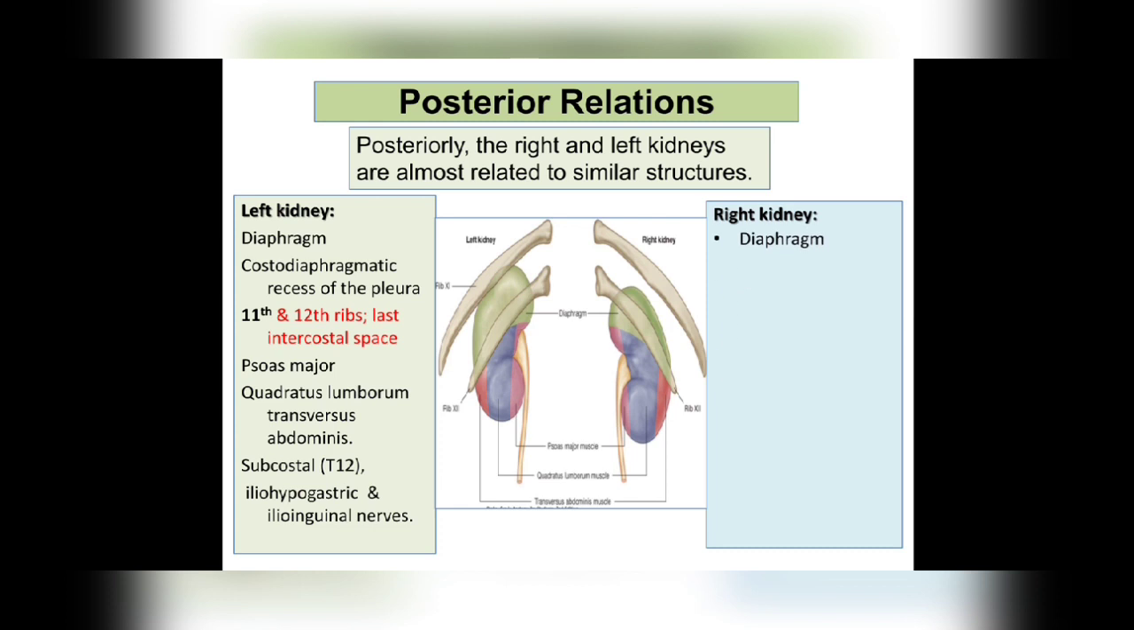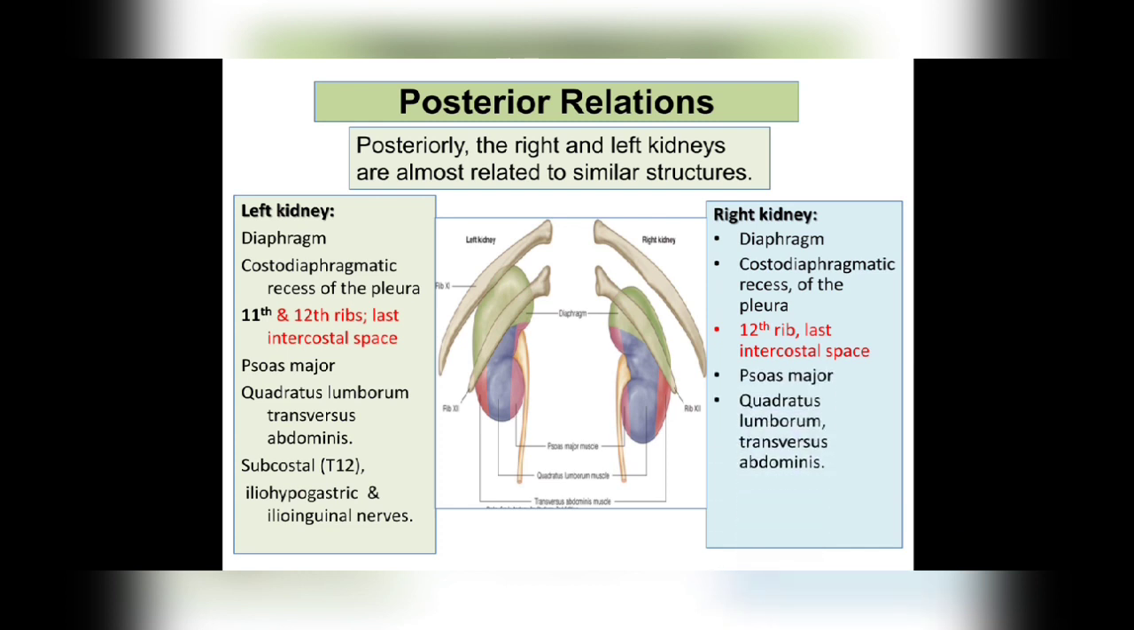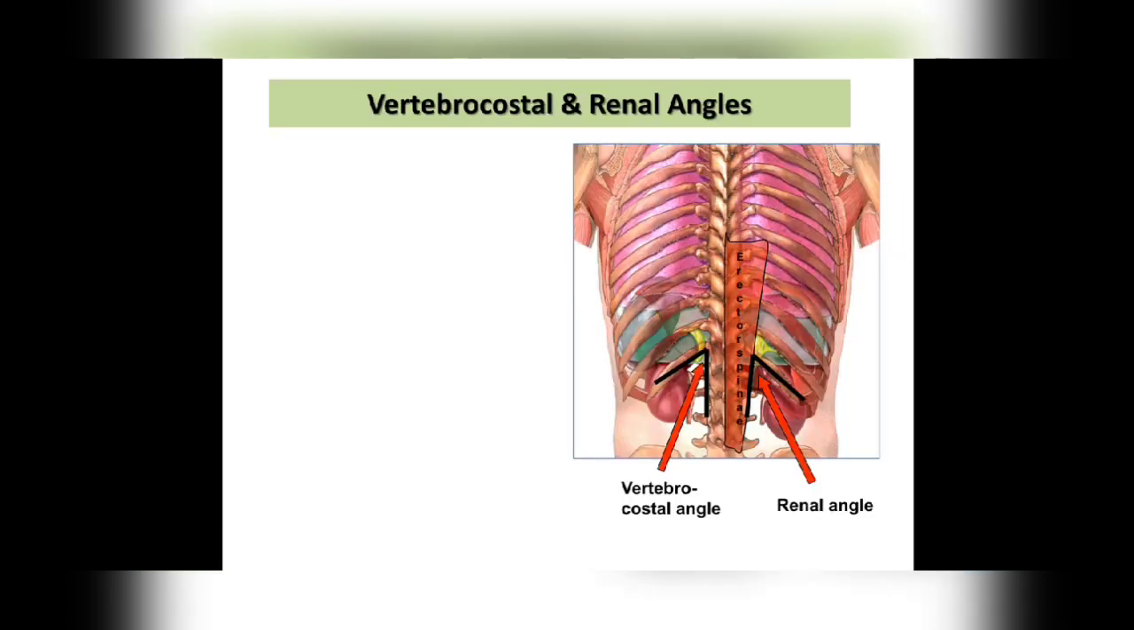The right kidney is also posteriorly related to the diaphragm, costodiaphragmatic recess of the pleura, 12th rib, last subcostal rib, psoas major, quadratus lumborum, transversus abdominis, subcostal nerve, iliohypogastric and ilioinguinal nerves.